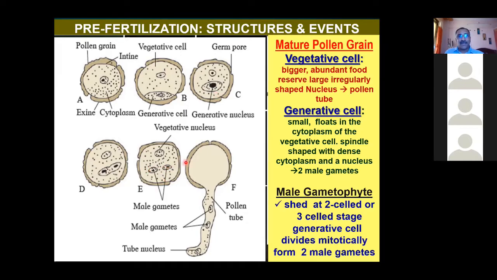Okay, I hope everything is clear to you. Now again, we revise the things of this slide. A mature pollen grain is having how many cells? Please write there in the chat box. How many cells are there in a mature pollen grain? Two. Okay, one is the vegetative cell. The other one is the generative cell.